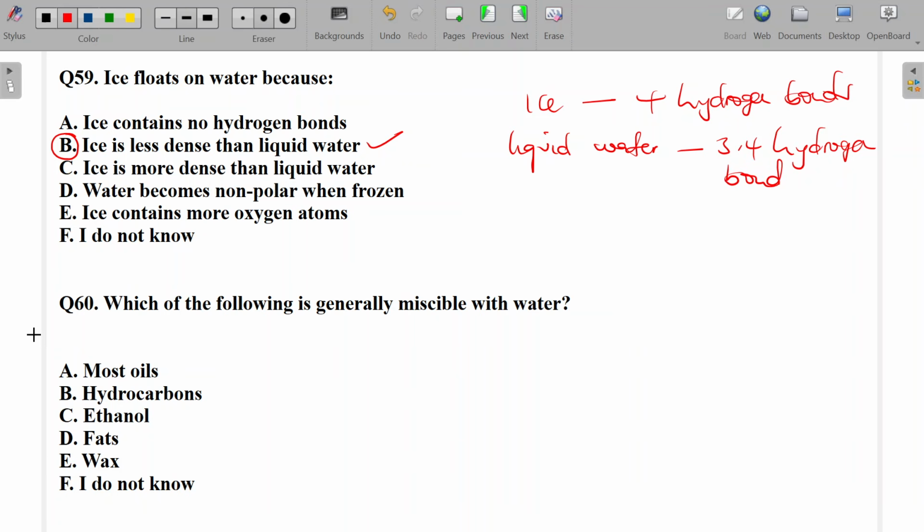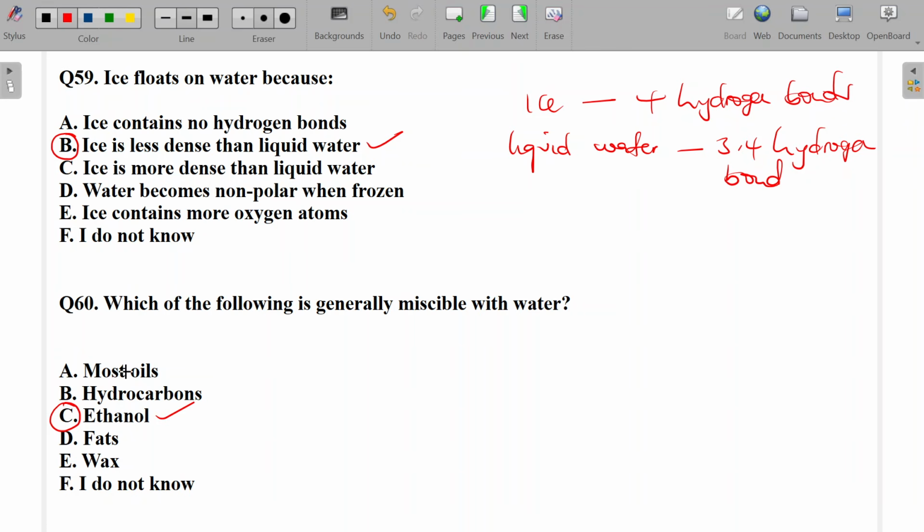Okay. Question 60. Which of the following is generally miscible with water? A. Most oils, B. Hydrocarbons, C. Ethanol, D. Fats, E. Wax, F. I do not know. Ethanol. Yes, ethanol.